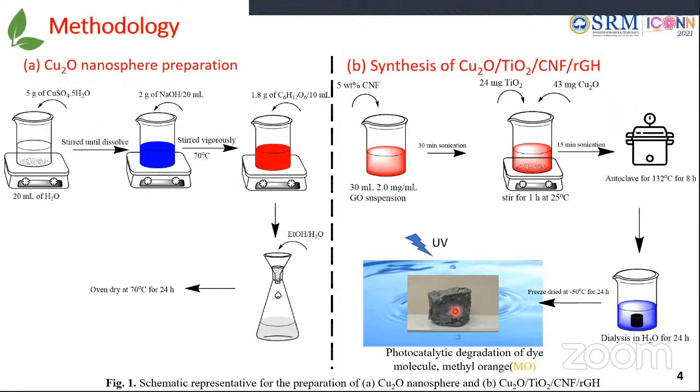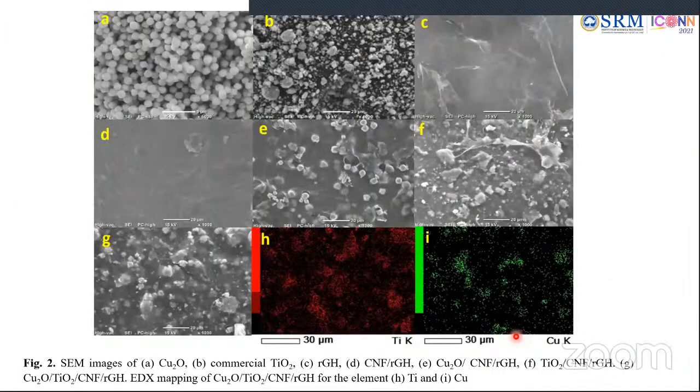So after freeze drying, we could see the structure of the hydrogel here, which has been decorated by the titanium dioxide and also cuprous oxide, and we use it to carry out photocatalytic degradation of dye molecule, which is the methyl orange. So let's take a look at the SEM image, which portrays the morphology.